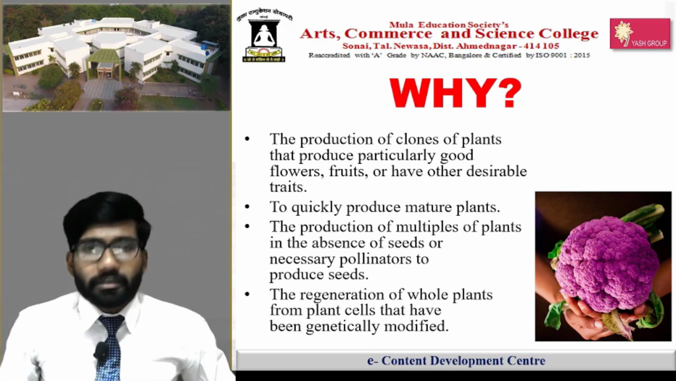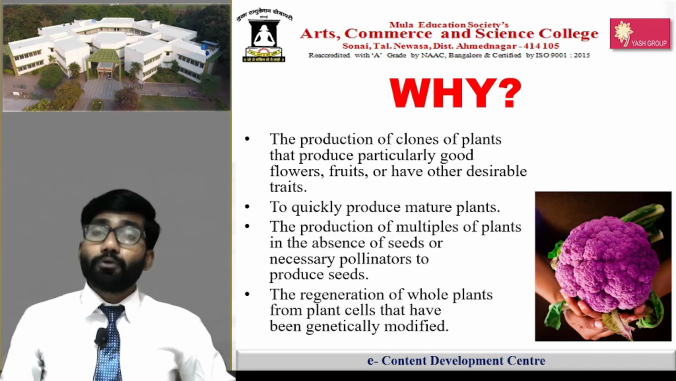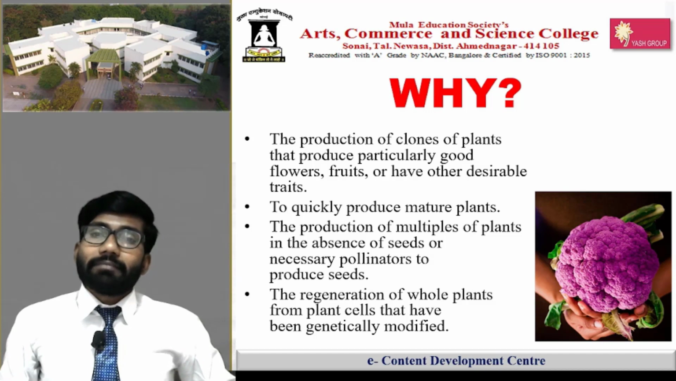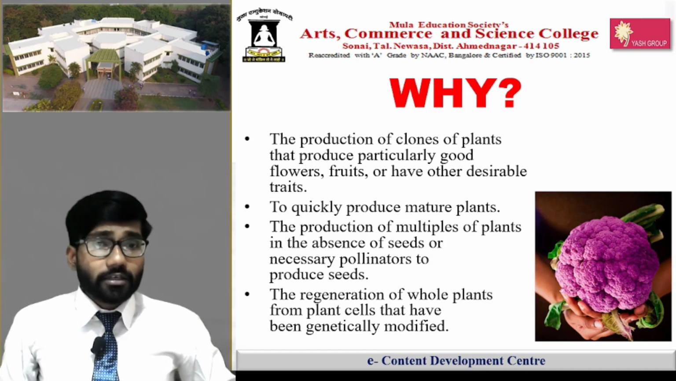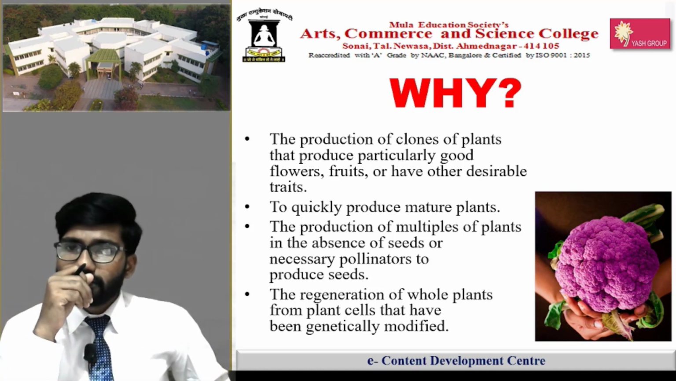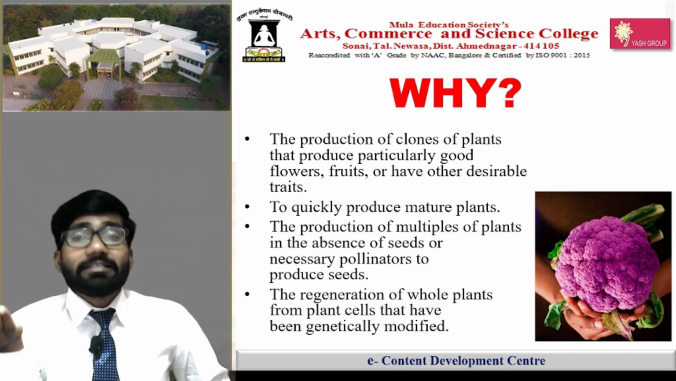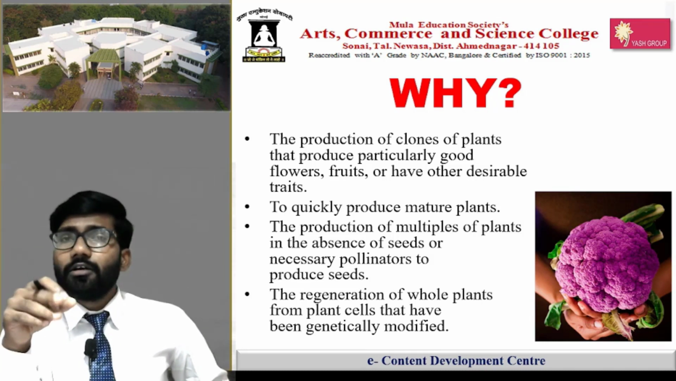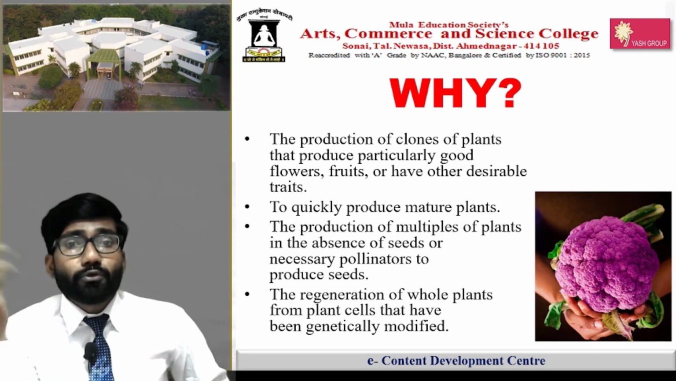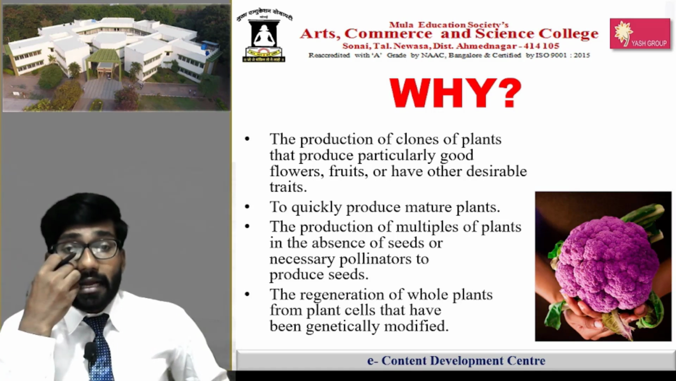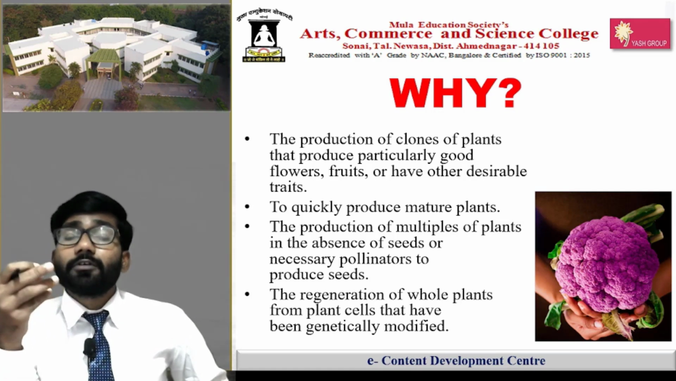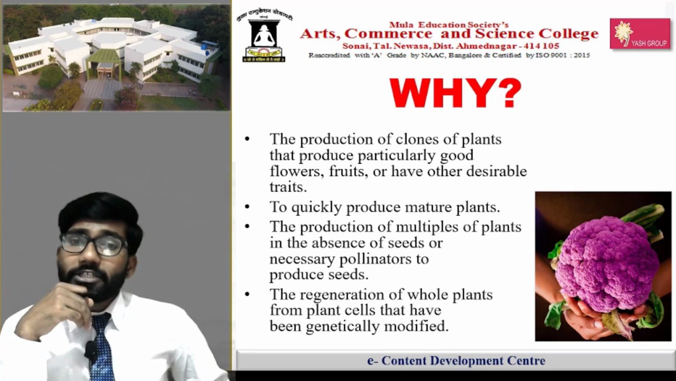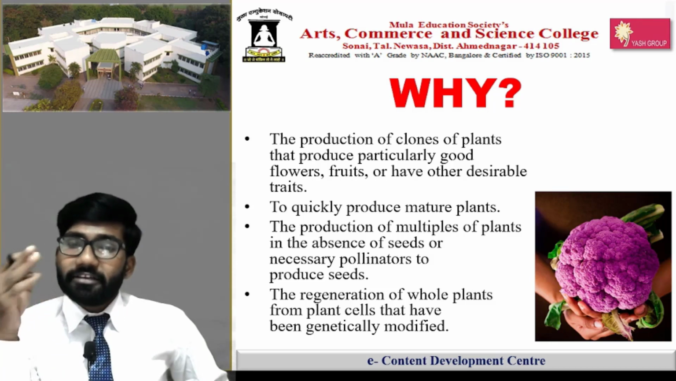But why is plant tissue culture important? The production of clones of plants that produce particularly good flowers, fruits, or have other desirable traits. Next, to quickly produce mature plants. The production of multiples of a plant in the absence of seed or necessary pollinator to produce seeds. Generally, some endangered plant species can be multiplied for the purpose of growing and increasing the number. And the regeneration of whole plant from plant cells that have been genetically modified.